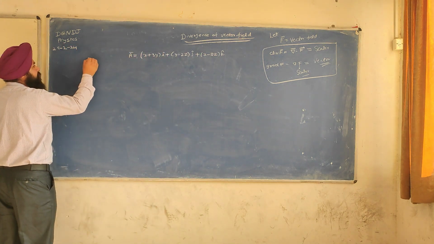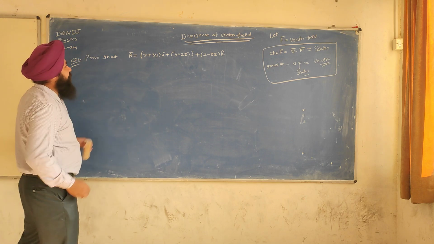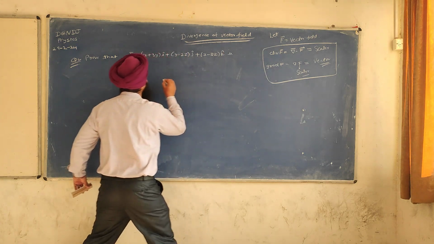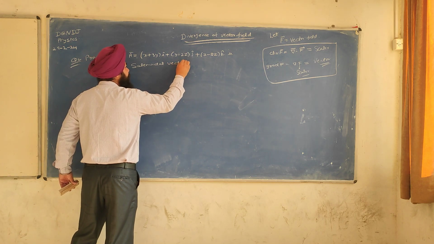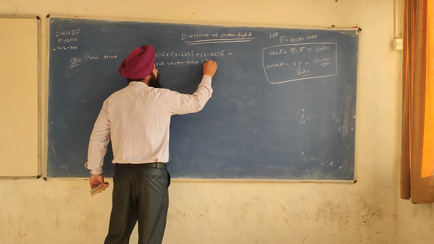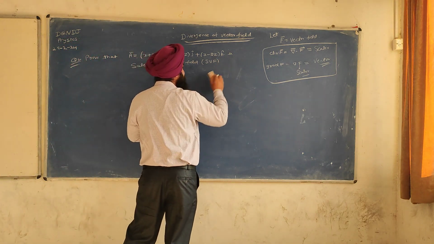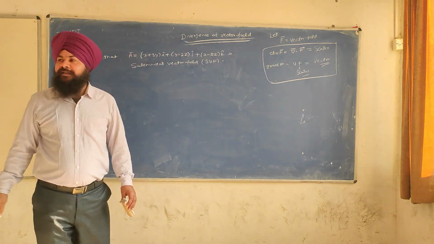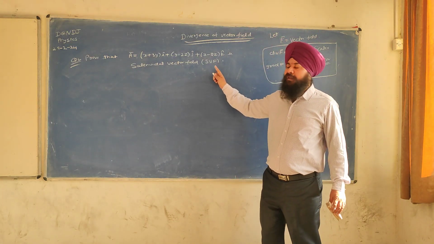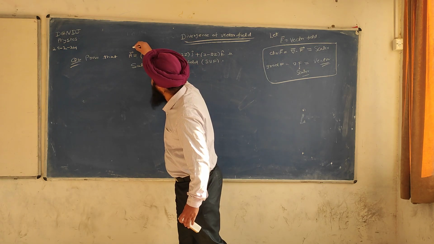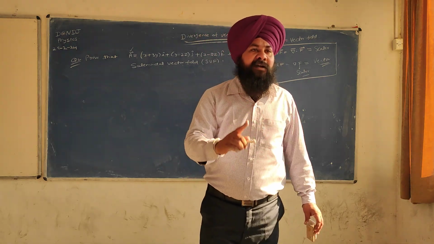Prove that A vector is a solenoidal vector field. Solenoidal vector field, in short, we can call it an SVF. SVF means S stands for solenoidal, V stands for vector, and F stands for field. So we have to prove that this vector field A vector is a solenoidal vector field.